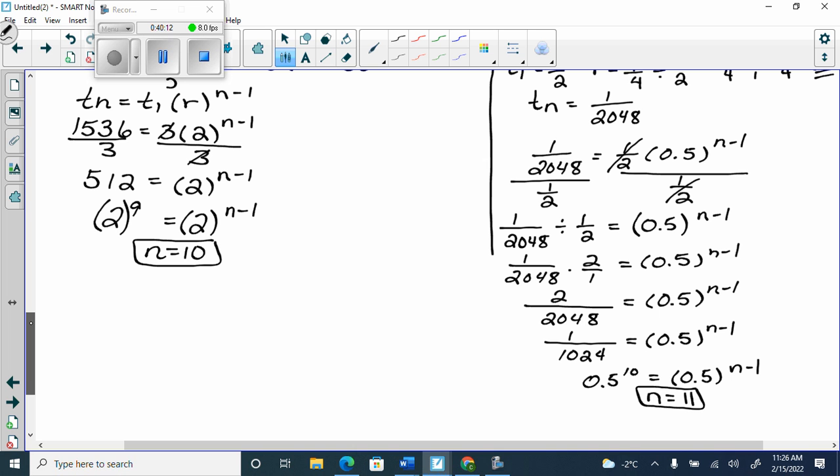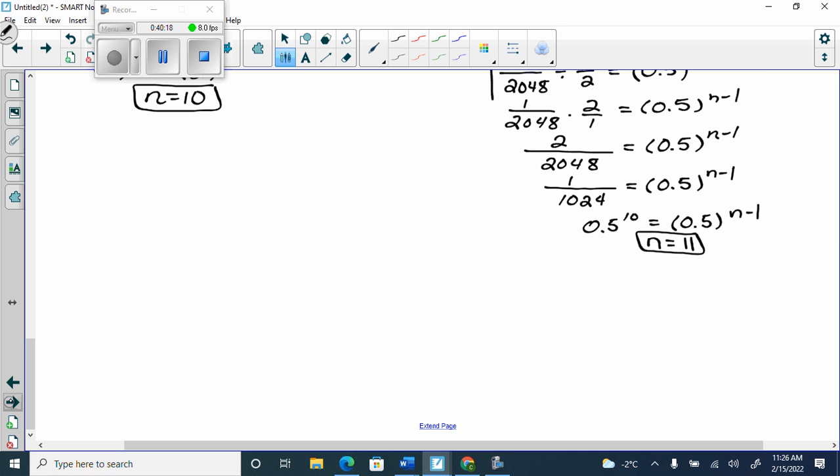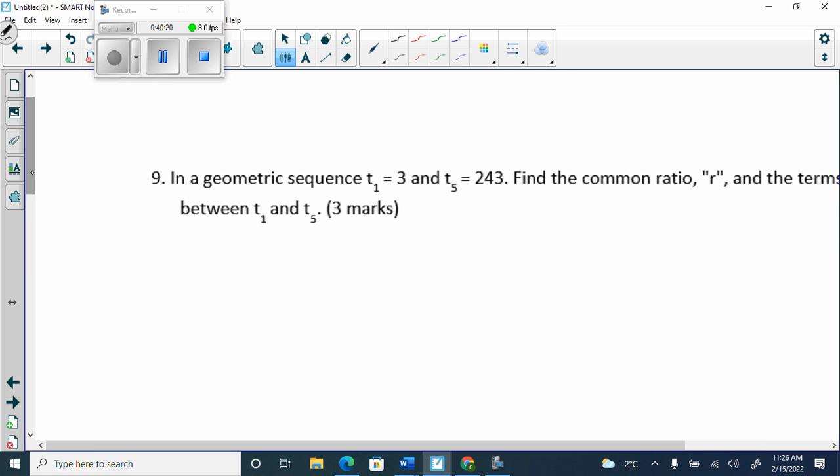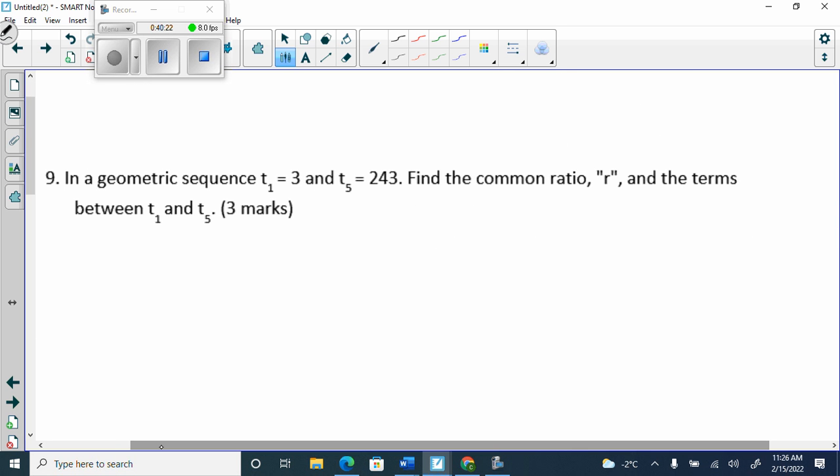Then we're going to go over to 9. In the geometric sequence, T1 is 3, T5 is 243. They give it to me. I like writing it out and drawing it so I can see it. T1 is 3, T5 is 243. Find the common ratio, so they want R.